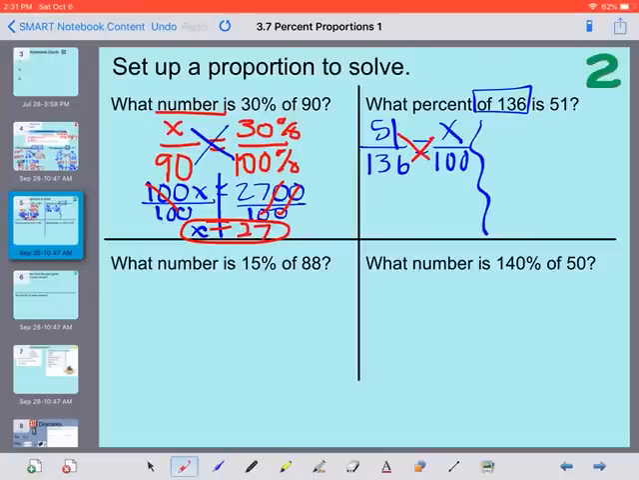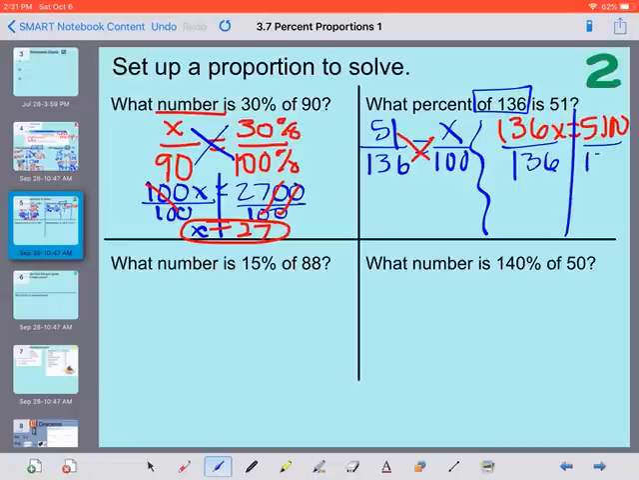So again, just cross multiplying, 136 times x. 51 times 100 is 5,100. And then divide by 136. So I'm going to take 5,100 divided by 136, and I get an answer of 37.5. So, does that make sense? 51 out of 136, it's not even half yet, which makes sense. This is 37.5%, because they were asking for a percent.